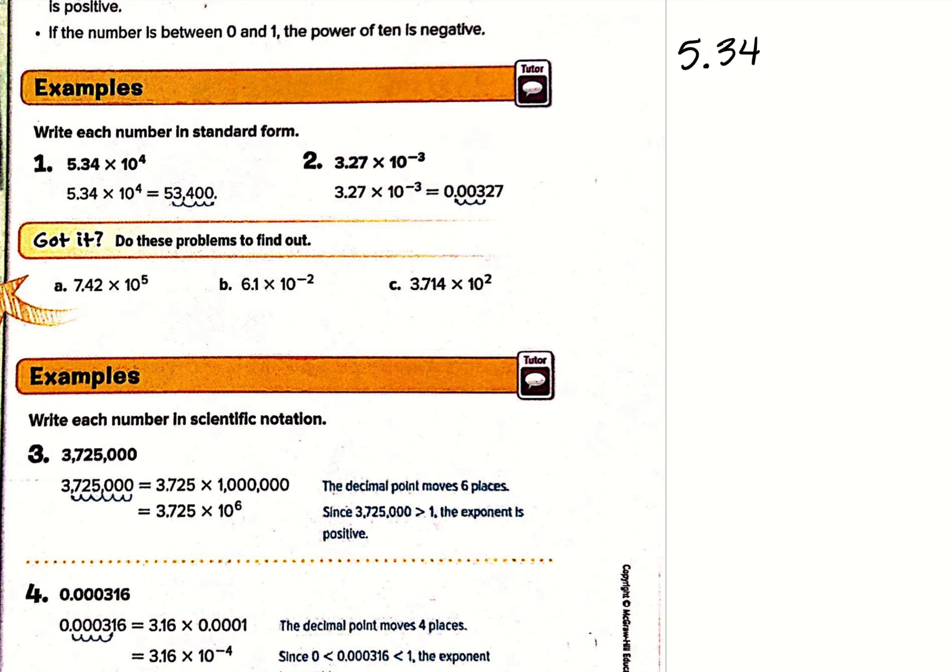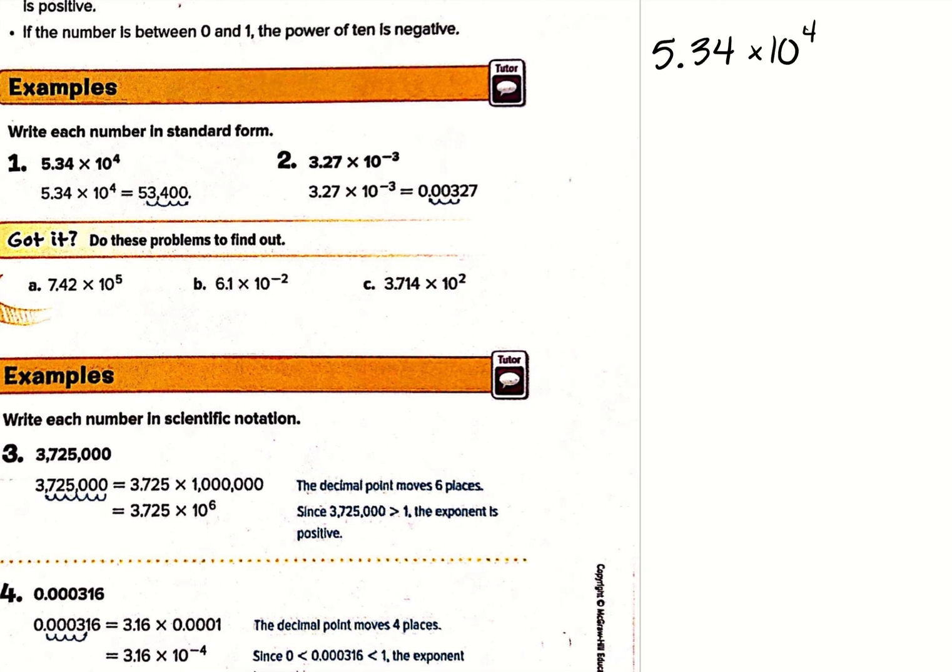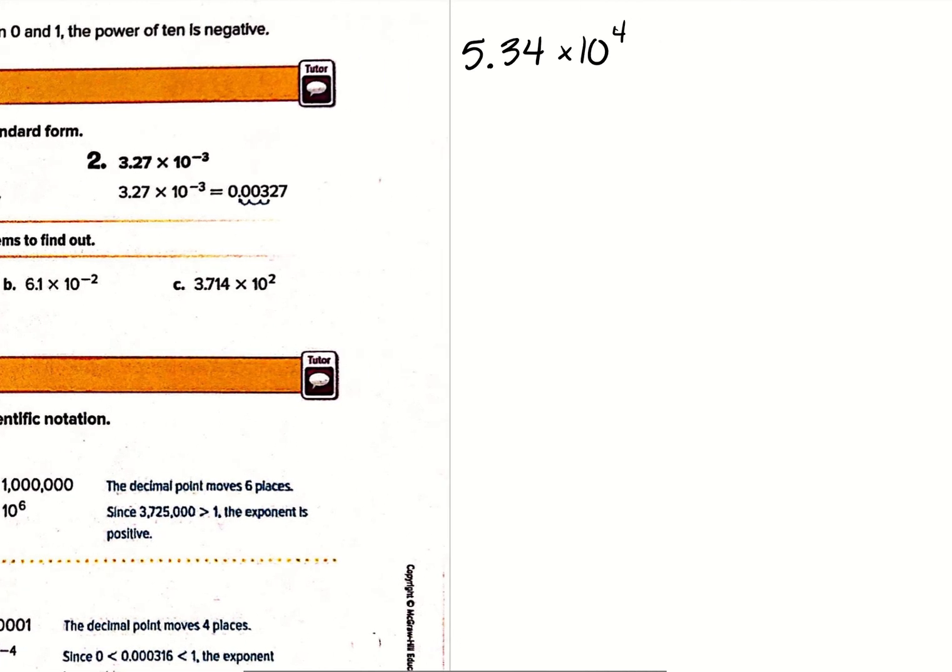So example 1, we have 5.34 times 10 to the 4th power. Basically all we need to do is that our exponent is going to tell us how far we're moving our decimal point.